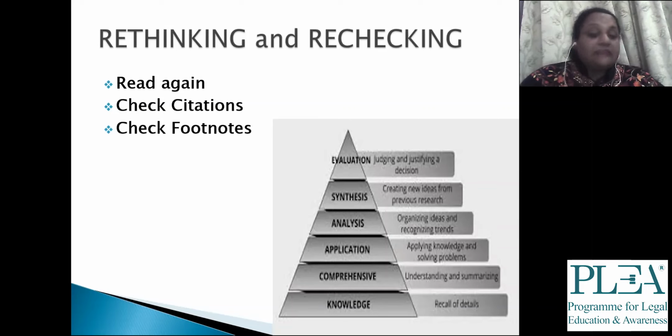Check citations, check footnotes, and then start preparing your rough draft. Include your data, write it in very simple language. Keep this thing in mind. Your grammar should be proper. You shouldn't use very heavy words. It should be as simple as possible. Keep this thing in mind. Maybe a layman is going to read my paper. So your language should be very simple.